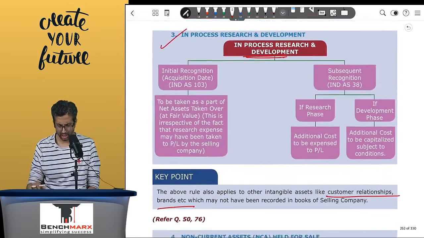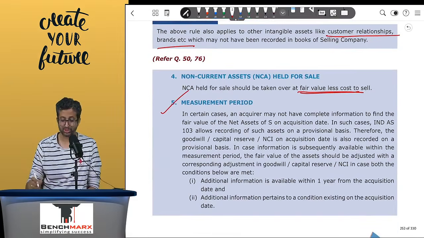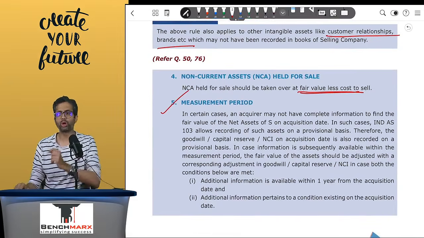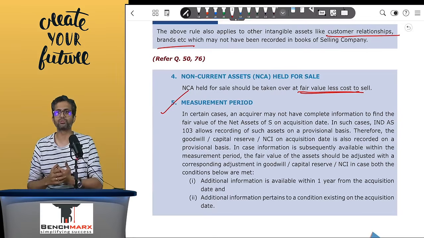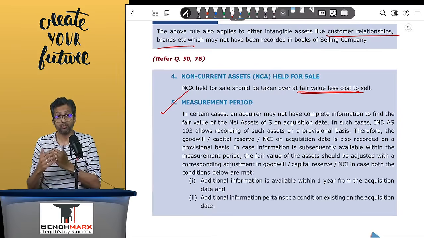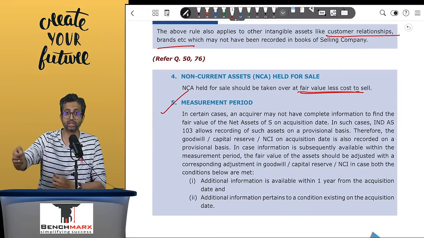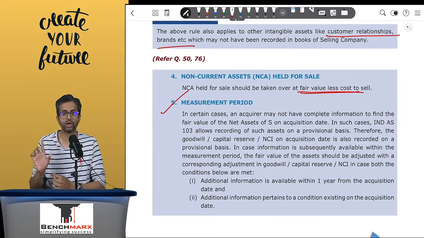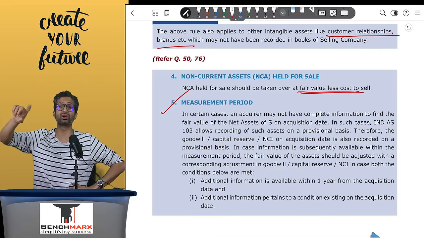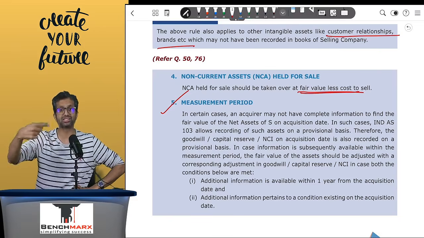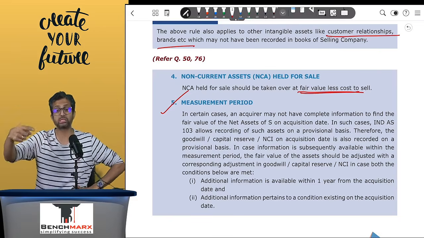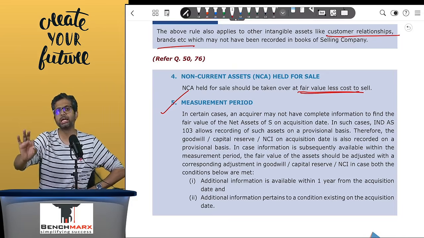Okay. Next, there is another important concept called the measurement period. Now, what do you mean by measurement period? Measurement period refers to the period which starts from the acquisition date and runs for a period of 12 months. Usually, like you do a post-balance sheet period working in Ind AS 10, a measurement period starts from the acquisition date and runs up to 12 months from the acquisition date.